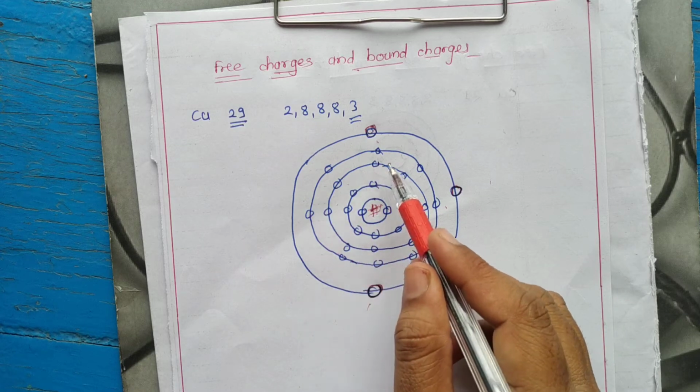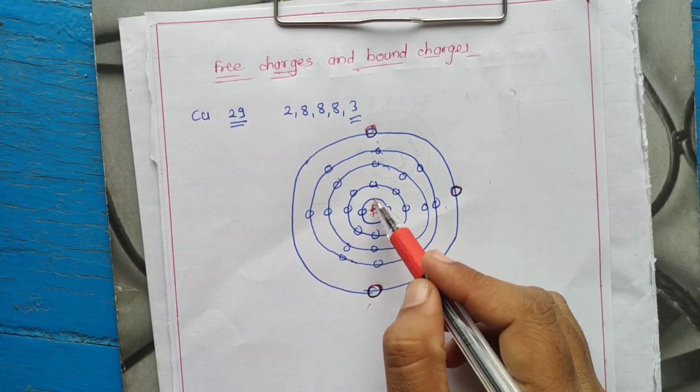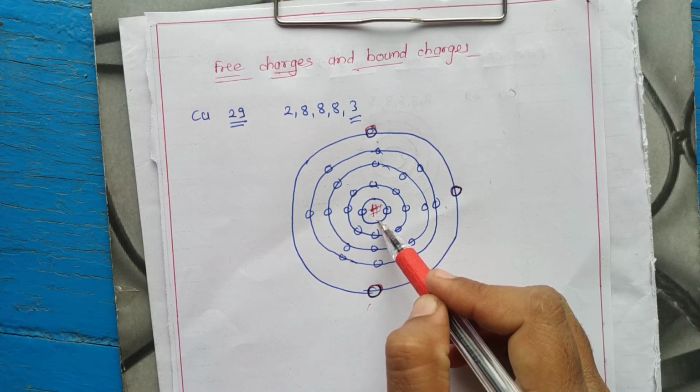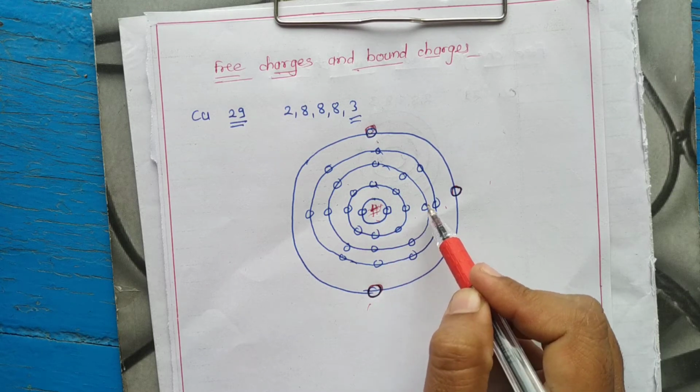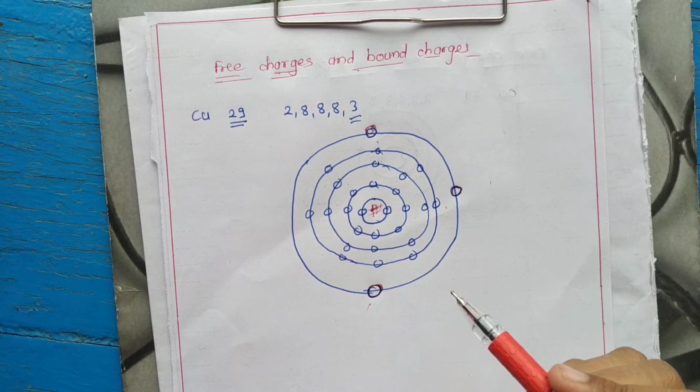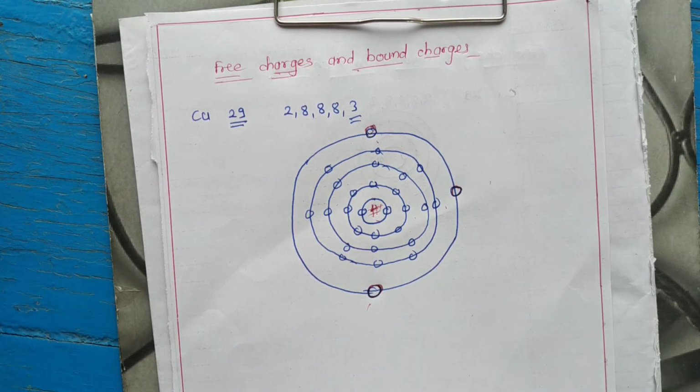The electrons in the innermost shells are tightly bound with the positively charged nucleus, and they are not mobile electrons. These electrons or these charges are called bound charges.